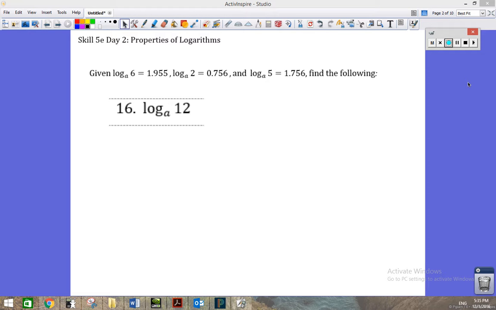Alright, so I hope this is recording. We are looking at skill packet 5, which is logarithms, or exponential functions and logarithmic functions.